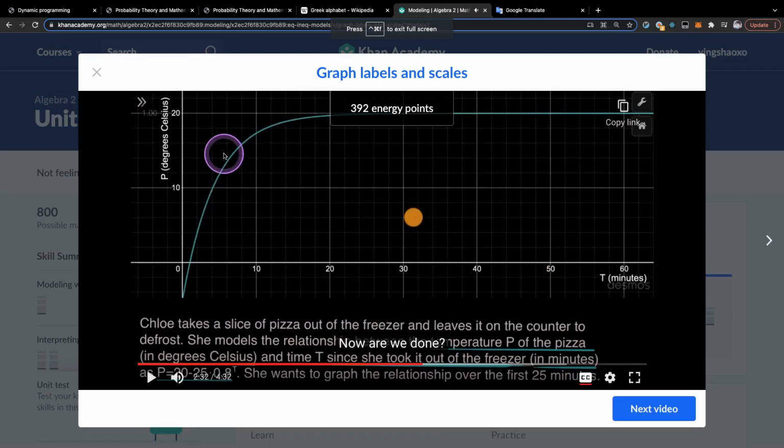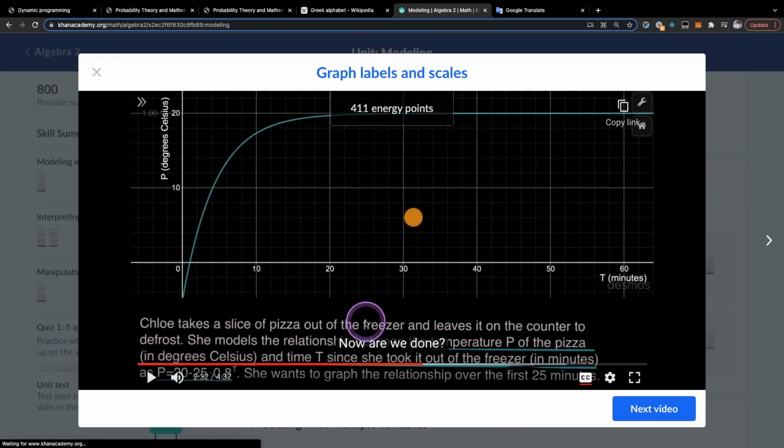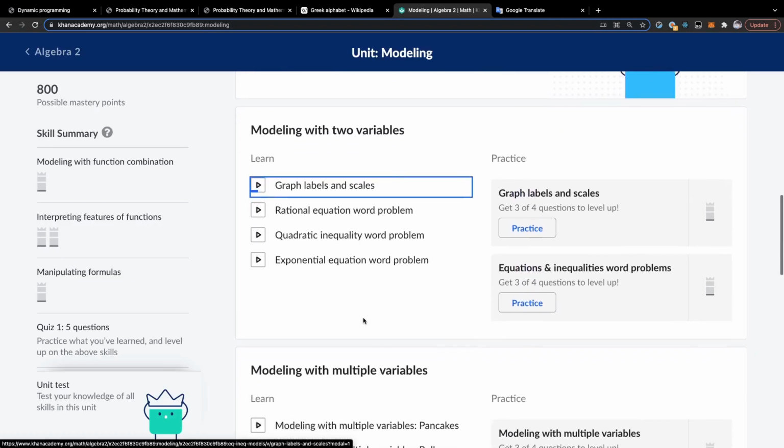Now, are we done? Okay, so I guess this is just a basic level of mathematics. Any one of you, if you have ever gone through the high school education level, then you would know the labels for the graph. So that makes sense. Let's get into the next one.